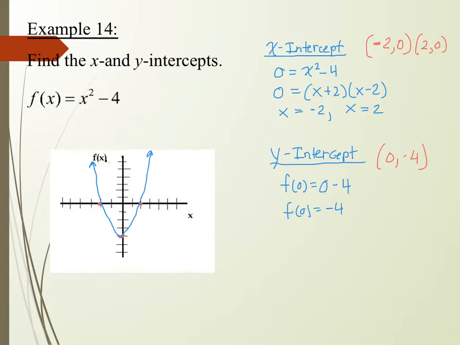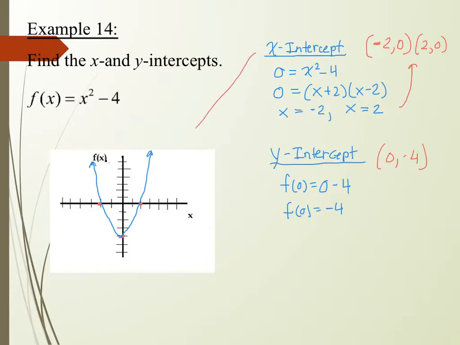So in our first example, 14, find the x and y intercepts. So we let 0 for the x-intercepts. We let 0 is equal to x squared minus 4. We see that's factorable. So 0 is equal to x plus 2, x minus 2. So the intercepts are at x equals minus 2, x equals 2, and we can write the intercepts as minus 2 comma 0 and 2 comma 0.